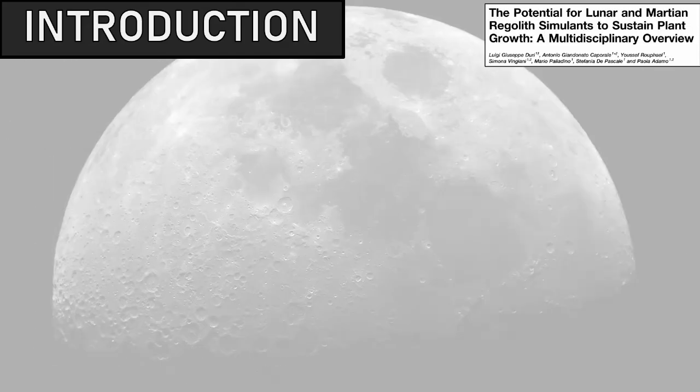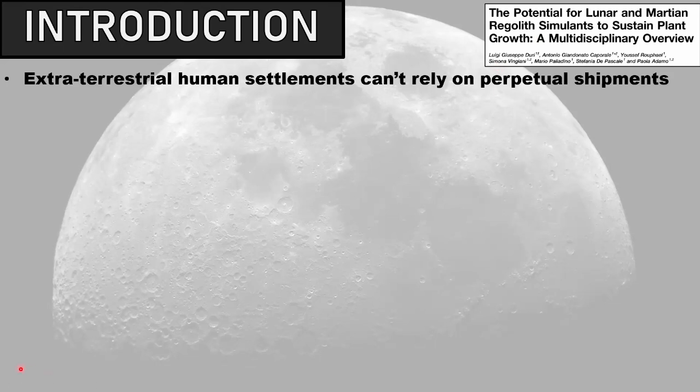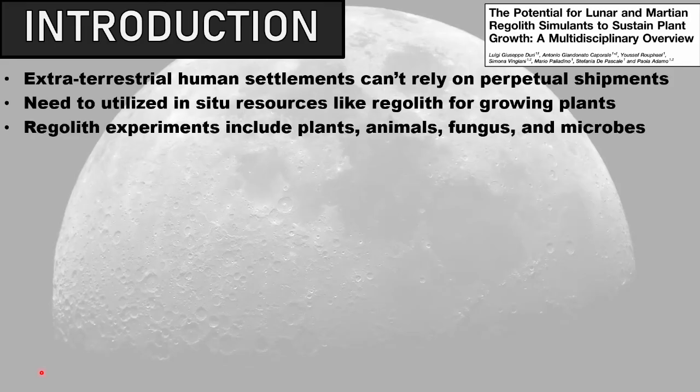A good review of regolith simulants for plant growth is from the 2022 article, The Potential for Lunar and Martian Regolith Simulants to Sustain Plant Growth, a multidisciplinary overview. So that's that paper here. The main point is that extraterrestrial human settlements can't rely on perpetual shipments of materials. They're going to have to use stuff there, so that's in situ. And one of those resources is going to be regolith, especially as a substrate for growing plants. And there's a lot of different types of experiments.